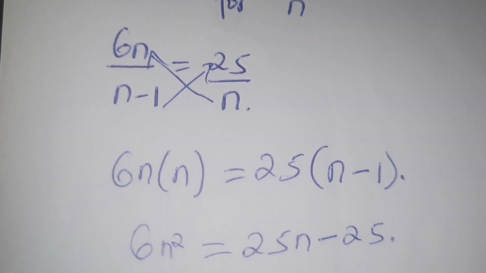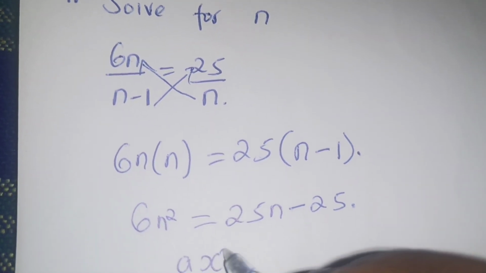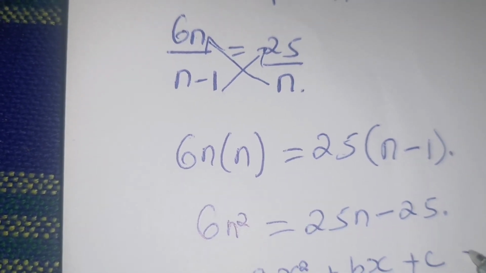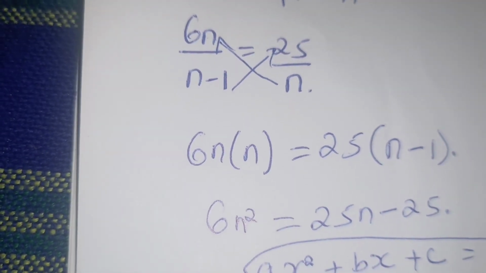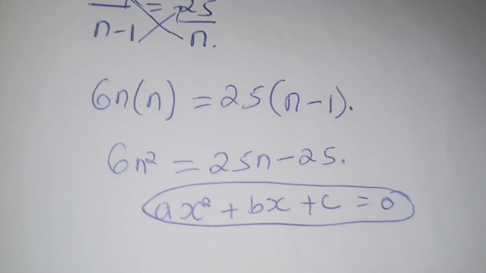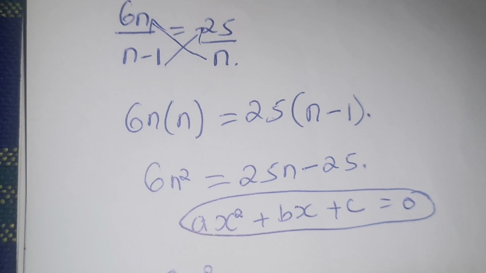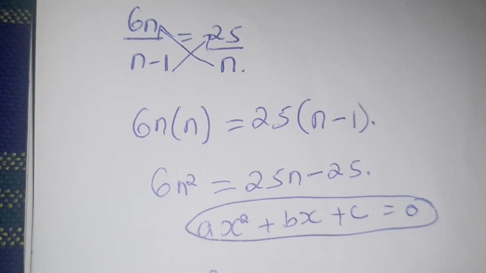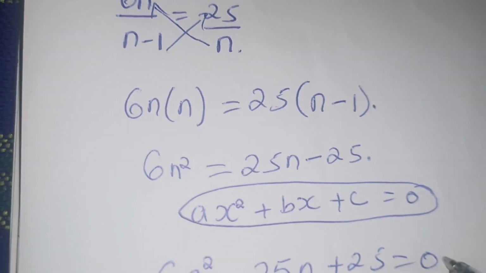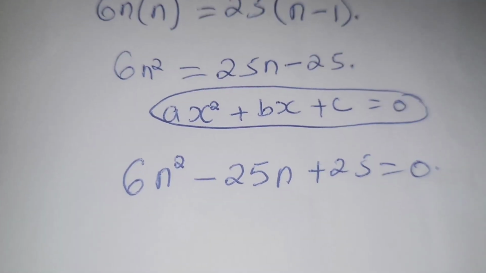Next step, you write the equation in the form of ax squared plus bx plus c is equal to 0. Write the equation in that form for easier solving. So therefore we have 6n squared minus 25n plus 25 is equal to 0.